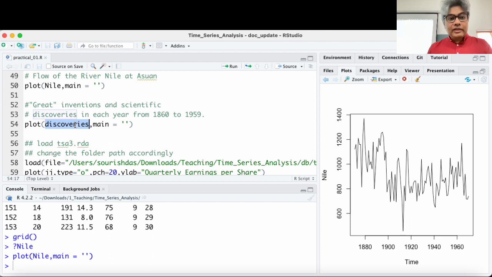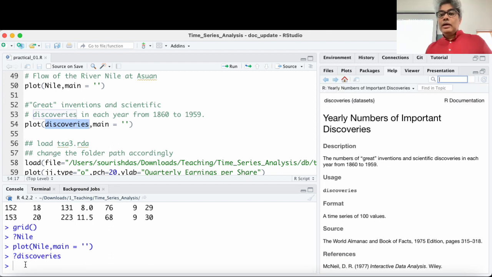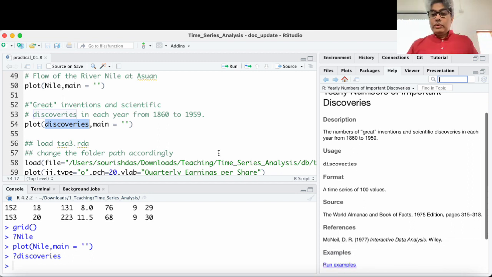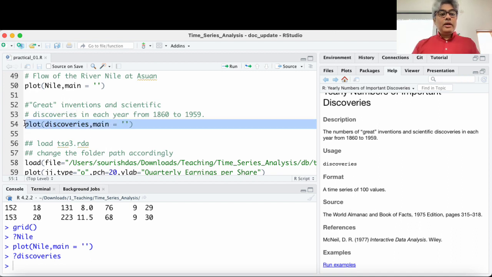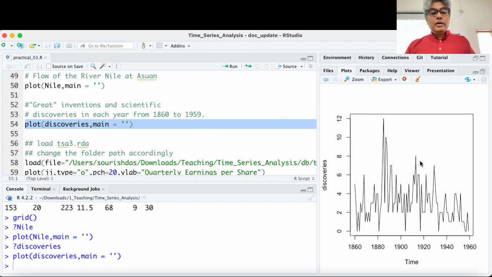Now this is another data set, the discovery data set. So great inventions and scientific discoveries in each year between 1860 and 1959, about 100 years of time frame, so this is the data set that you can get.